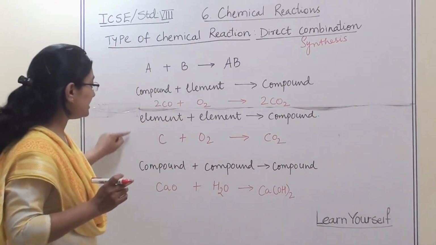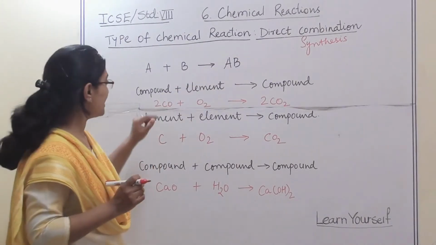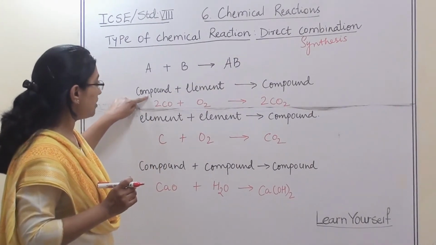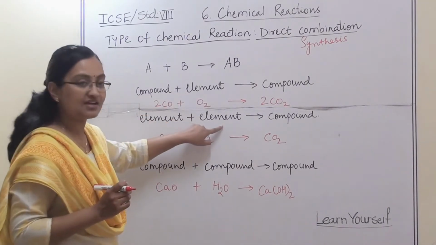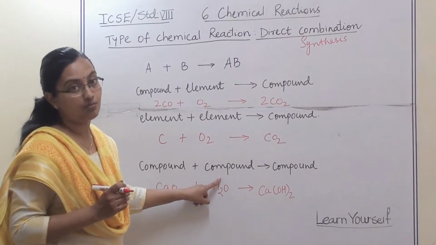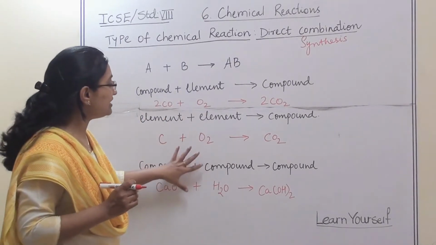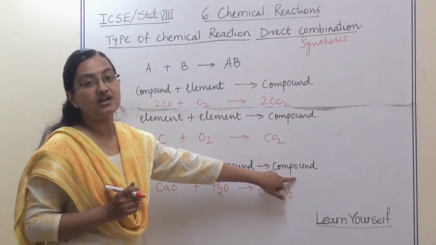There are 3 types of reaction in direct combination reaction. First one is compound will react with element. Element will react with element and compound will react with compound. So in all these 3 cases, they will only get one compound at the end.